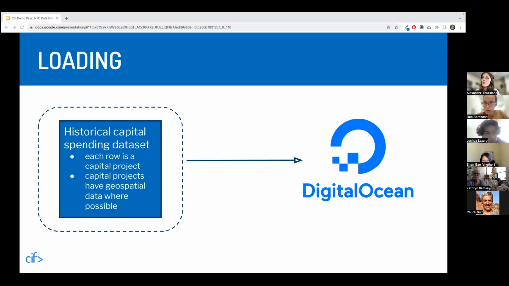And the final step was the loading step. So after applying the transformations, we had our output data set, the historical capital spending data set, in which each row represents a unique capital project and capital projects have geospatial information where possible. We took this output and we uploaded it to the data lake on DigitalOcean. And today our data pipeline runs end to end using GitHub Actions. And if you're interested in seeing the source code yourselves, everything is publicly available on our team's GitHub repository.